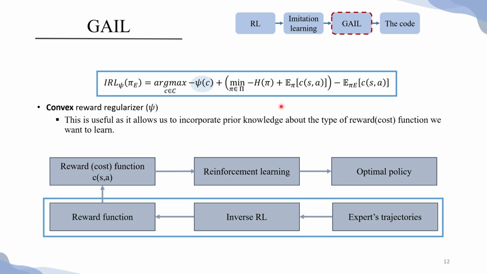Before diving in, various techniques are used to create a form similar to GANs. It might be hard to understand all at once, so I recommend reviewing multiple times and watching the reference videos at the end. First, we introduce the convex reward regularizer psi. This is useful because it allows us to add prior knowledge about the type of reward function we want to learn.